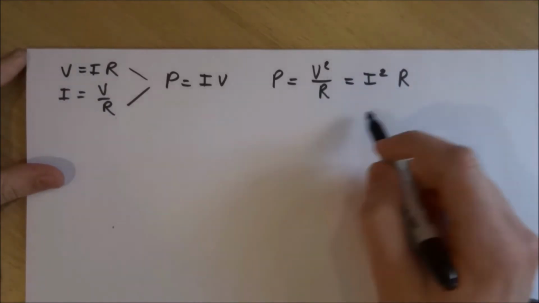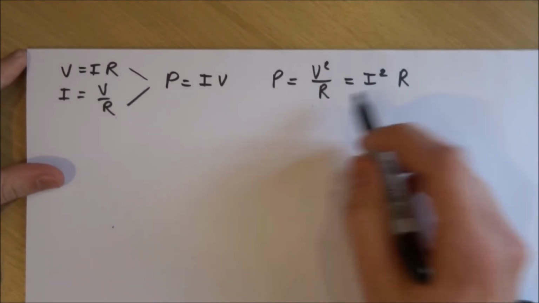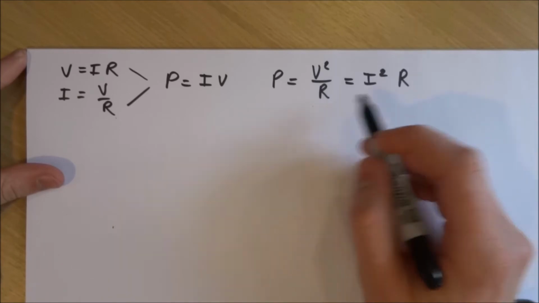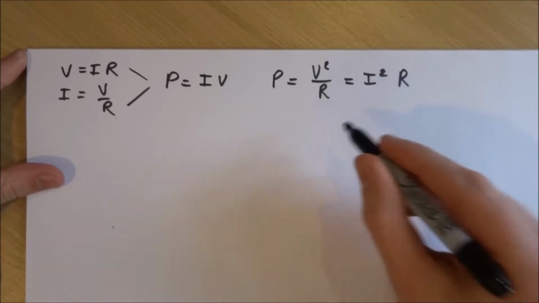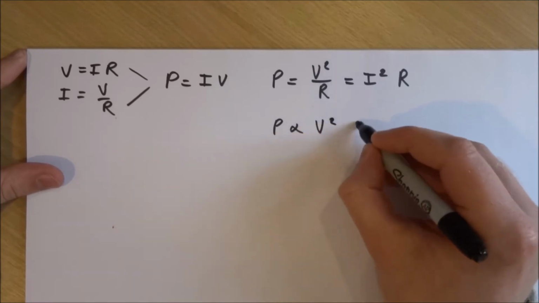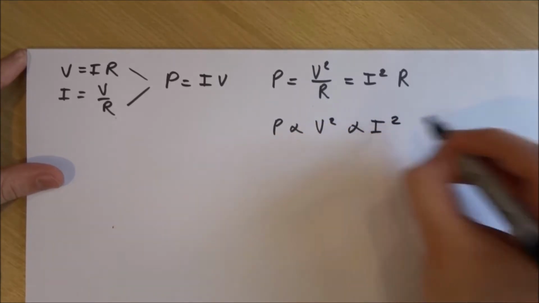These values scale linearly for any fixed value of resistor, so as long as the resistance isn't also a time-varying parameter, then I can simply say that the power is proportional to the square of the voltage and is also proportional to the square of the current.